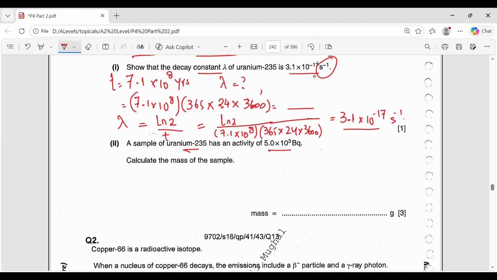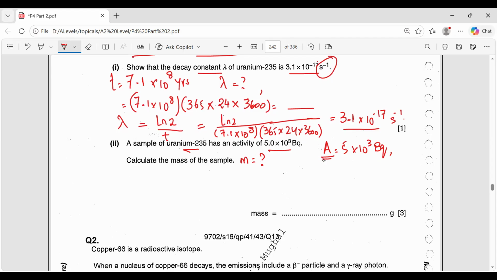Right? This is the value of A, the value of activity. How much is it? 5 into 10 raised to power 3 becquerels. The question says you have to find the mass of the sample. You have to find out the mass of the sample. How will this be done?